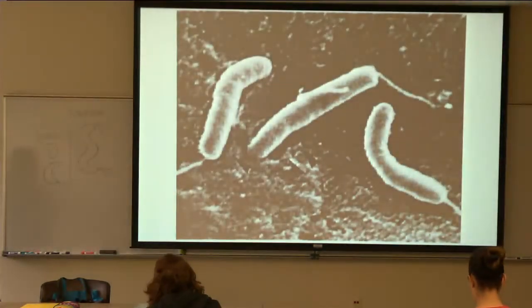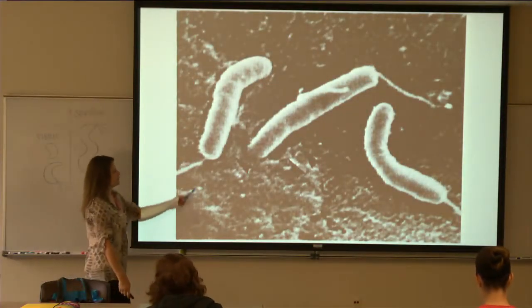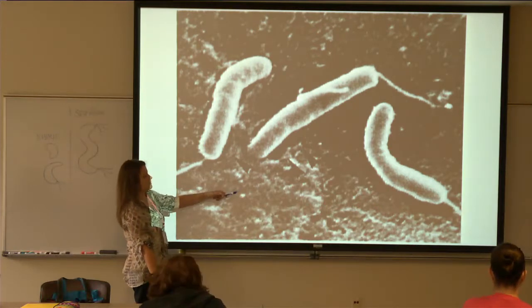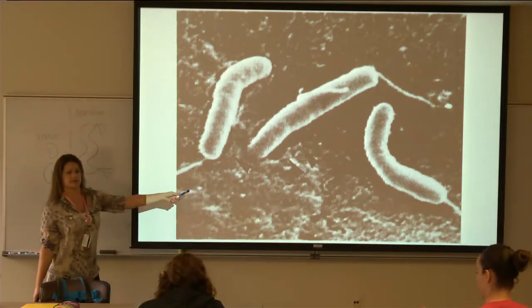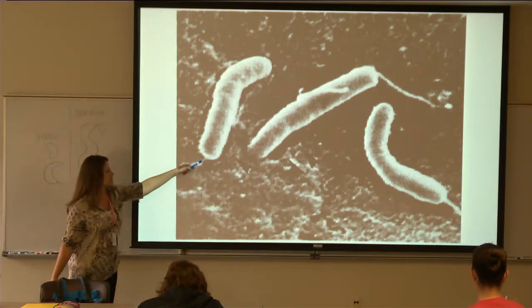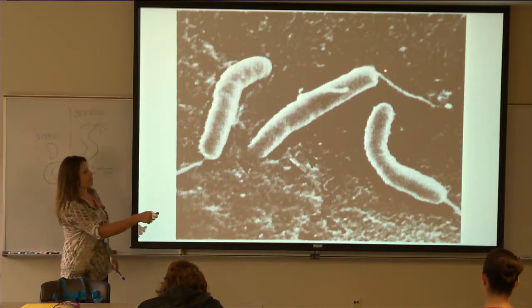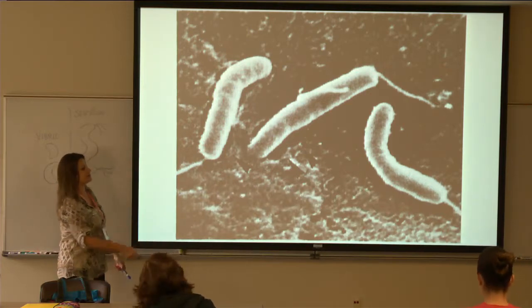Here we can see a microscope image of vibrio. And this is actually a Vibrio cholerae, causative agent of cholera. And we can see a single flagellum extending from one end of these bacterial cells.